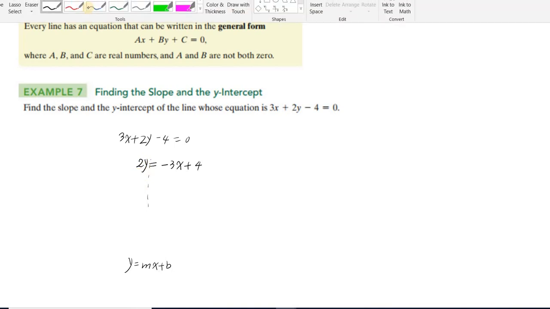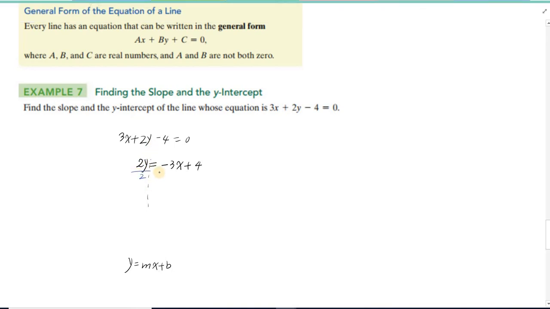So we're going to divide by 2 on both sides. Then the 2 and 2 there are going to cancel. So I'm going to have y equal to negative 3 over 2 x plus 4 over 2. That will be 2. So that is your slope and y-intercept form. Okay, so that's your m, and then there's your y-intercept. Okay, so you are done.